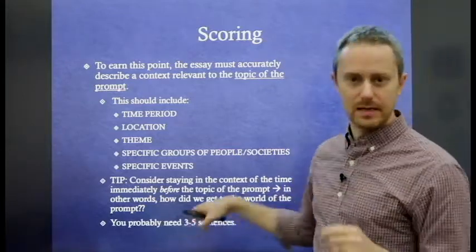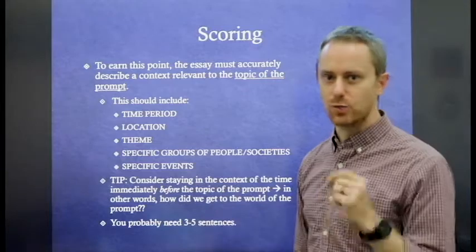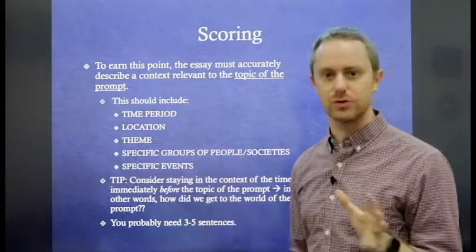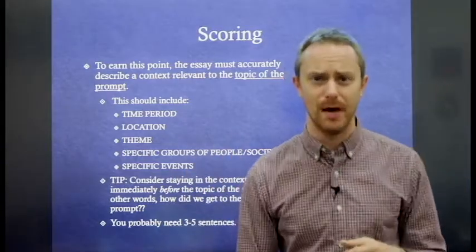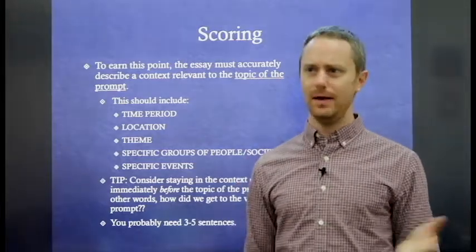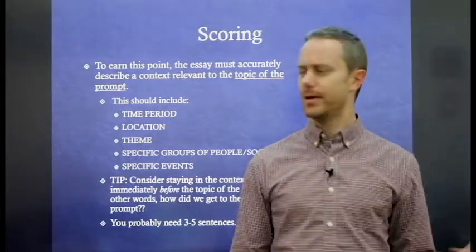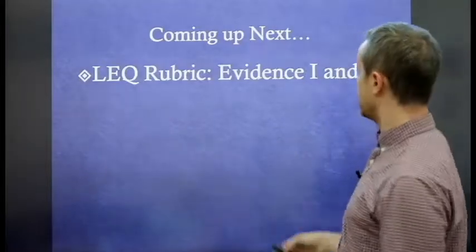You probably, again, need 3 to 5 sentences to do that. It's not just one sentence. It's not just a broad, general, sweeping statement like trade was becoming popular. What does that do? I don't know where that is. I don't know what we're talking about. I don't know who is involved. Come on. You're better than that.